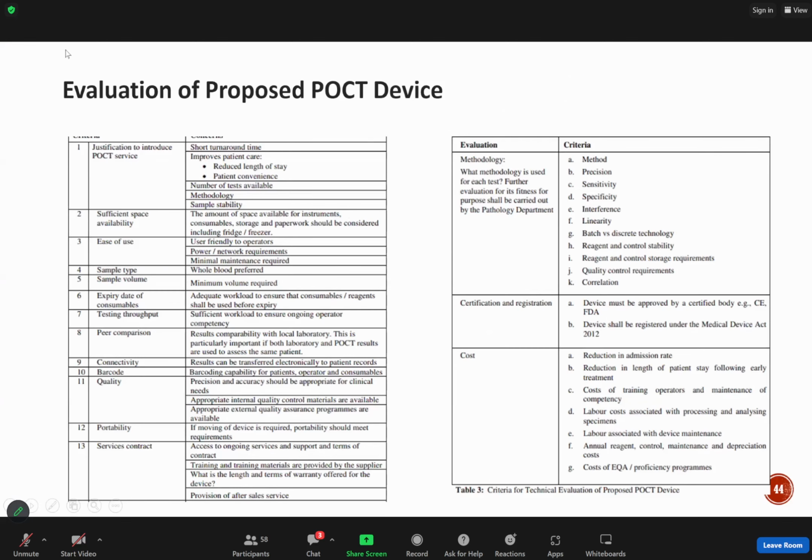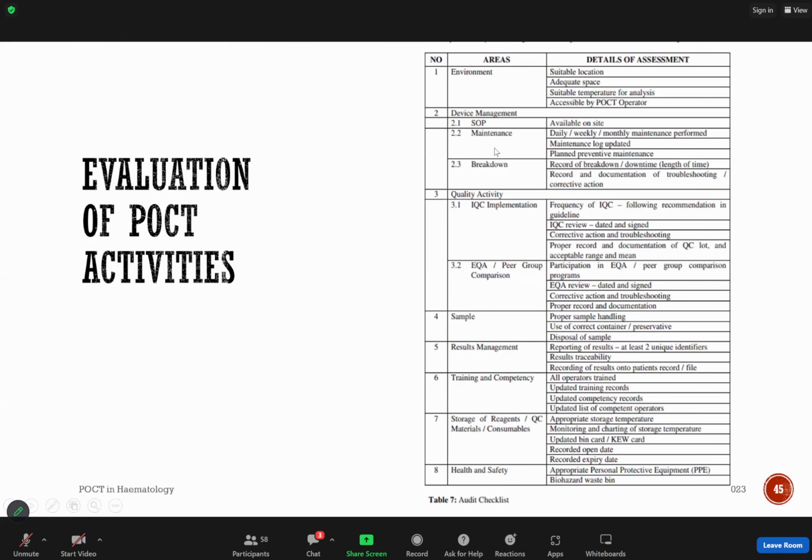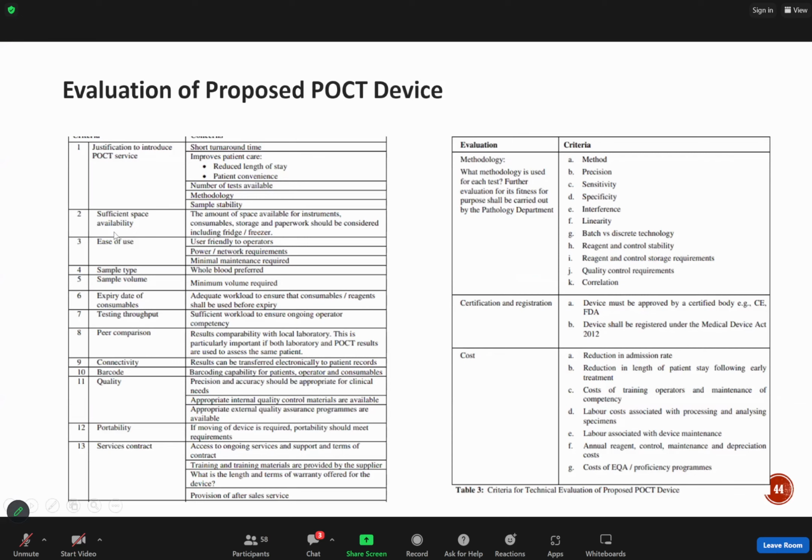And this is the evaluation form that is used by the POCT committee in the hospital to evaluate, because as we know, POCT tests are most of the time much more expensive than our tests in the lab. The POCT committee will look at the list of what we have to evaluate, including the method evaluation as well. With certain devices, we have to do the technical evaluation or analytical performance verification.